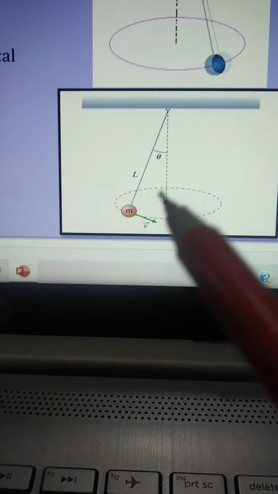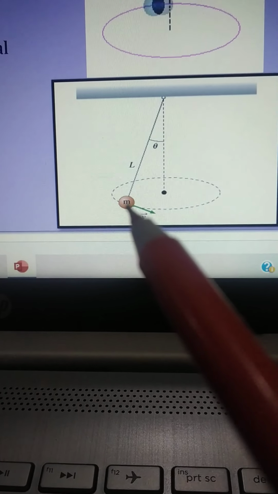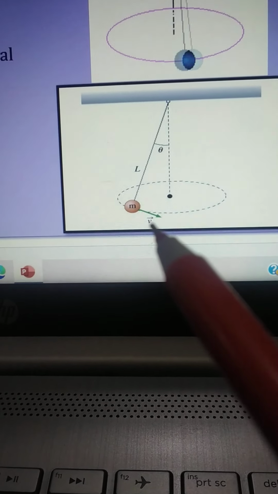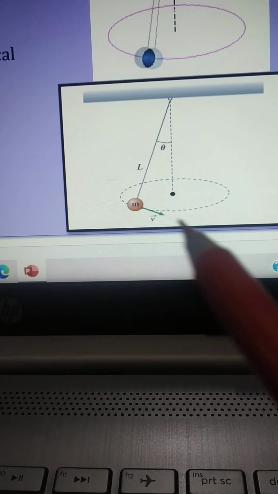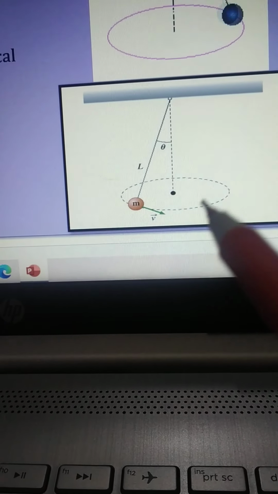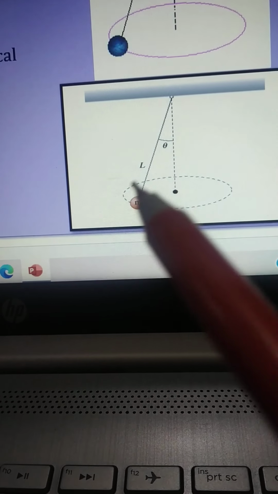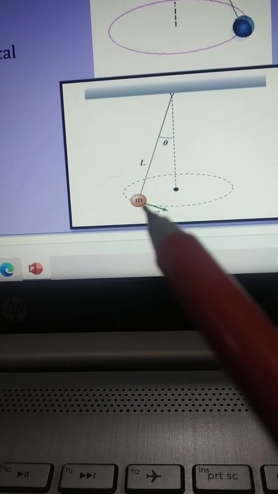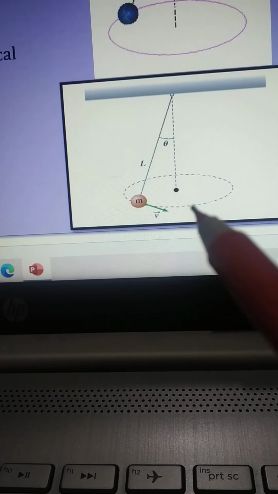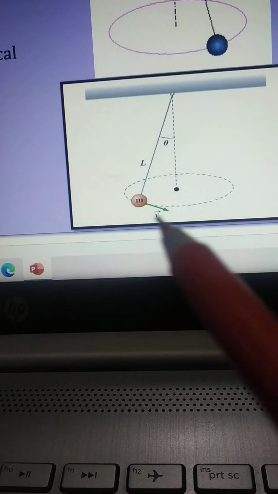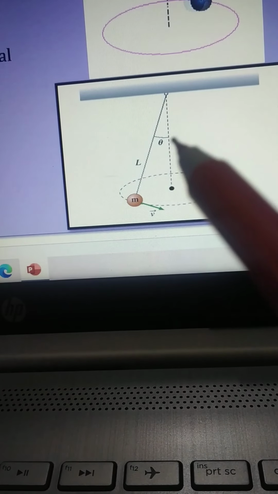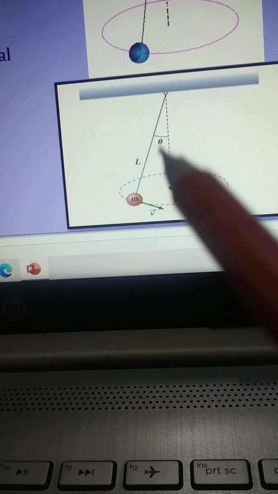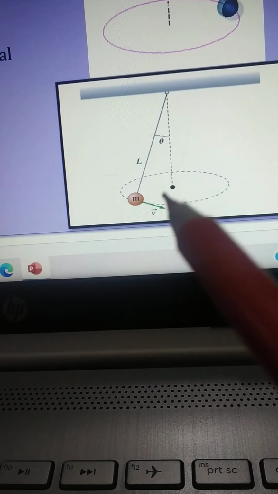Okay, so let us see this figure. m is the mass of the bob, v is the linear velocity of the bob, because the linear velocity is straight, and the angular velocity is this omega, because it's a circular path. The small dashed line shows the linear velocity of the bob. L, capital L, is the length of the string, and theta is the angle made by the string with the vertical. Okay.